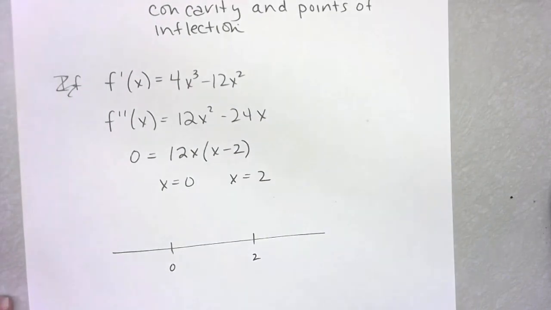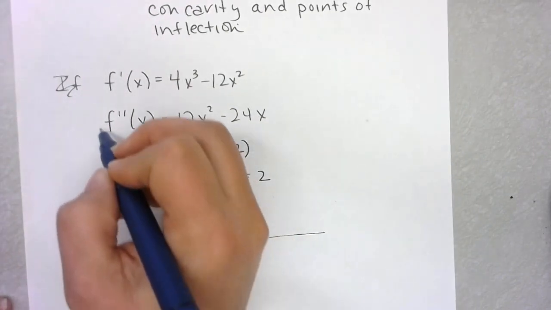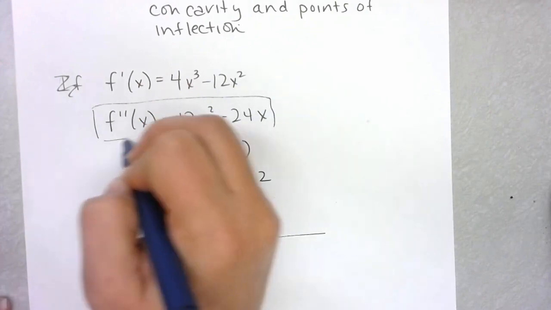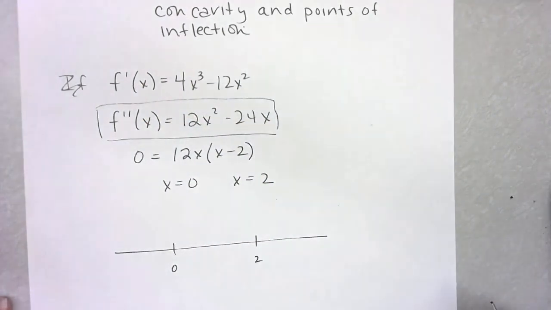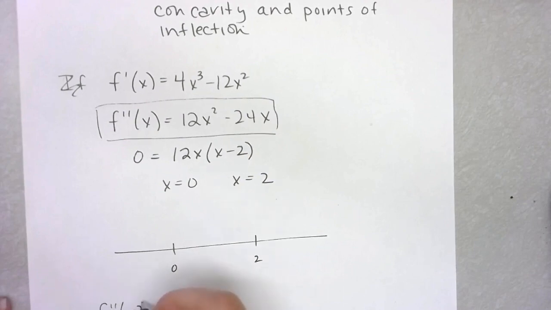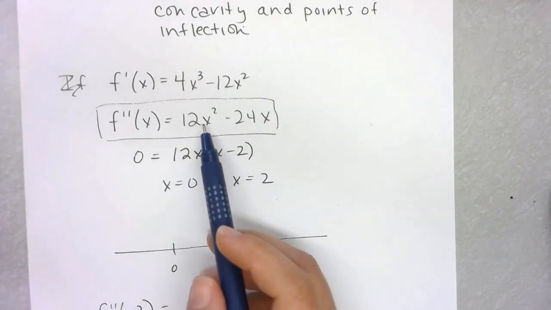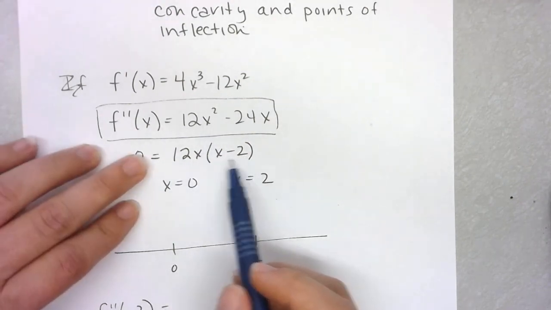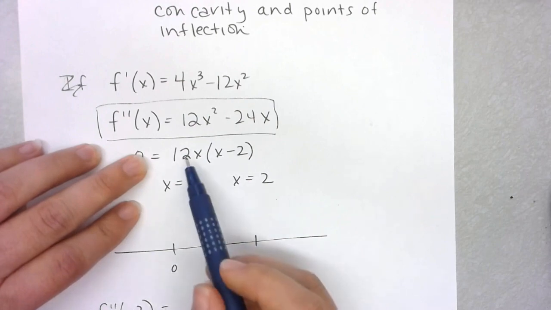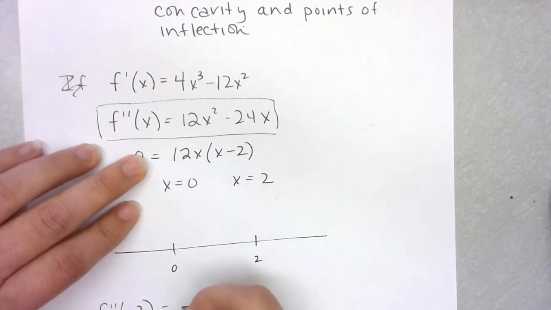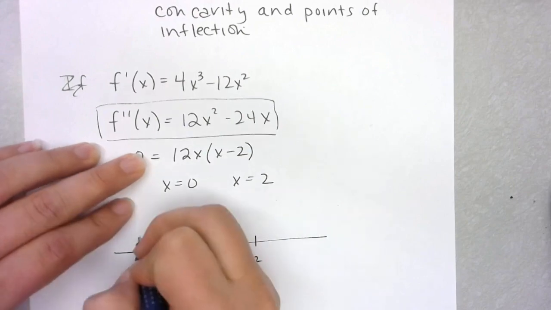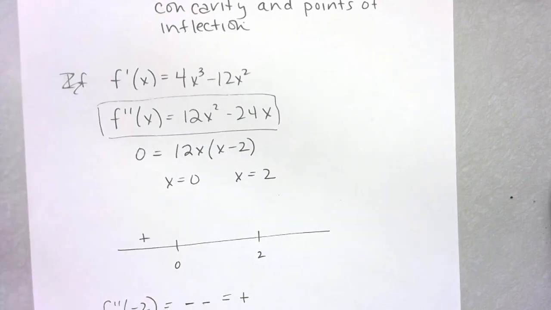I'm going to test back in my second derivative, right? So this is the one I'm dealing with. I just needed to find f prime on my way to f double prime. So f double prime of negative 2, for instance, would be, let me put it in here. It's a little easier with the multiplication. If I plug it in here, it'll be negative. And if I plug it in here, it will also be negative. So I end up with a positive in there. So it's concave up there.